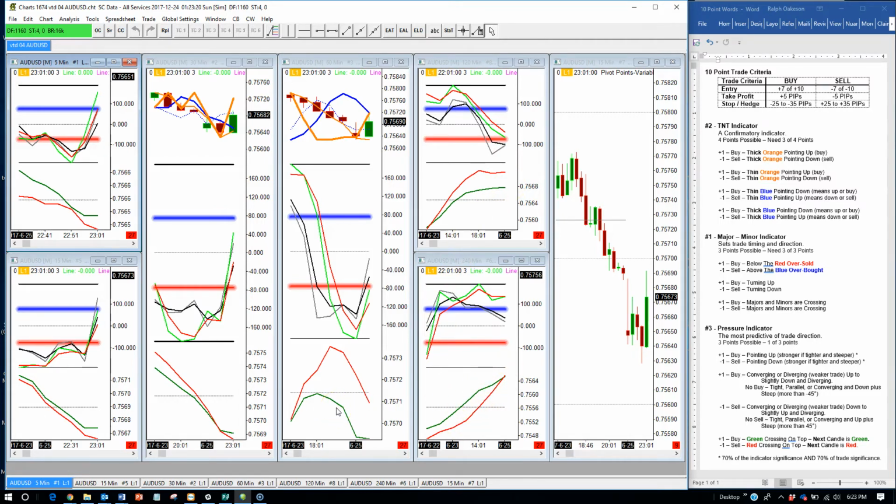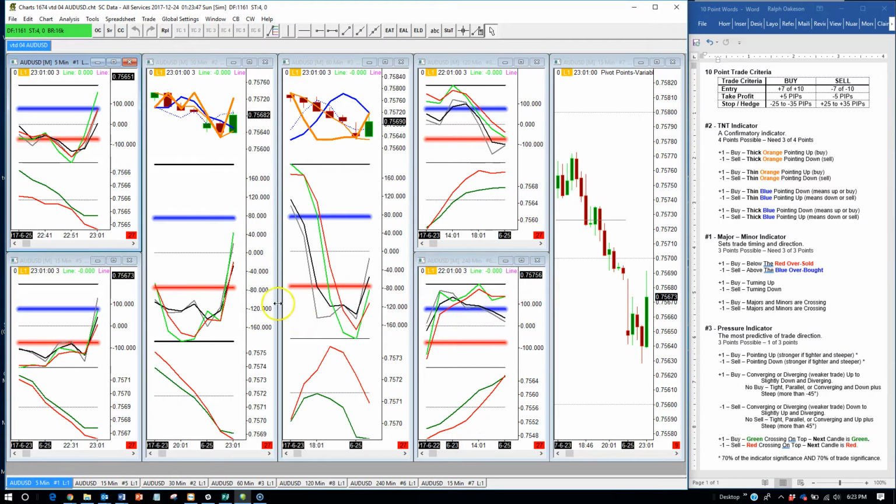So what's ideal about this? Look, the 5-minute is below the oversold and moving up. Now it's always going to be a little bit ahead. The 15-minute below and moving up. The 30-minute below and moving up. The 60-minute below and moving up. I would love to have the 120 below and moving up. The minors are moving up, but I've got the pressure moving up, and I've got this turning back up.